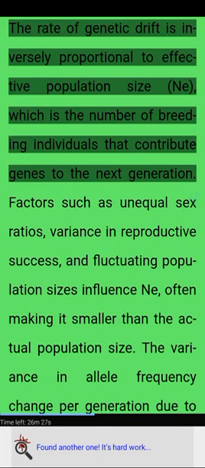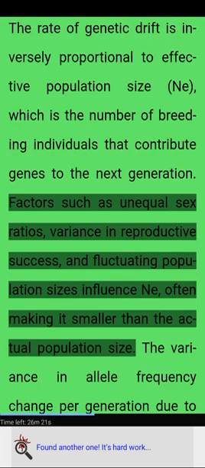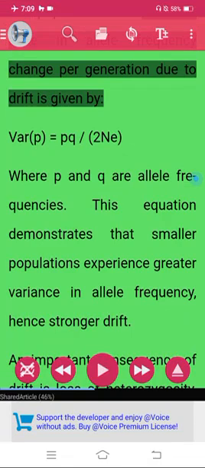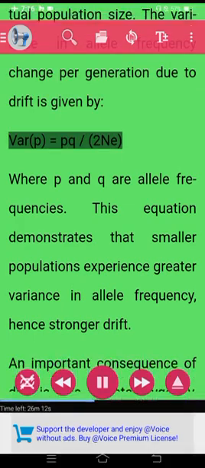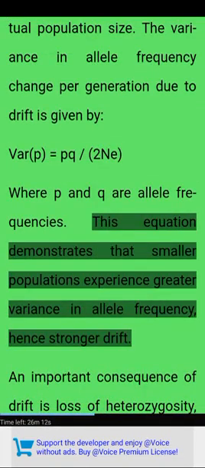The rate of genetic drift is inversely proportional to effective population size, Ne, which is the number of breeding individuals that contribute genes to the next generation. Factors such as unequal sex ratios, variance in reproductive success, and fluctuating population sizes influence Ne, often making it smaller than the actual population size. The variance in allele frequency change per generation due to drift is given by Var(p) equals pq over 2Ne, where p and q are allele frequencies. This equation demonstrates that smaller populations experience greater variance in allele frequency, hence stronger drift.